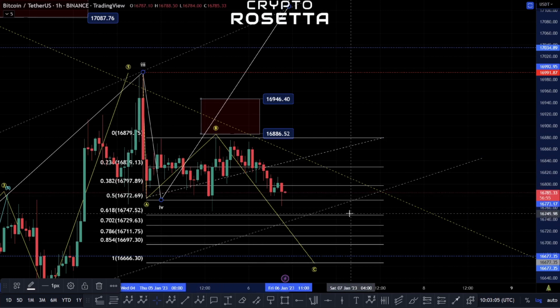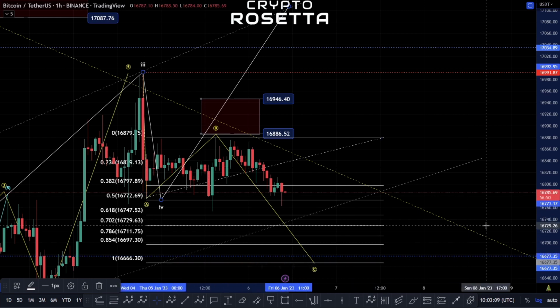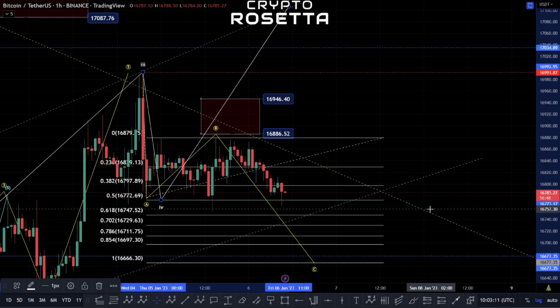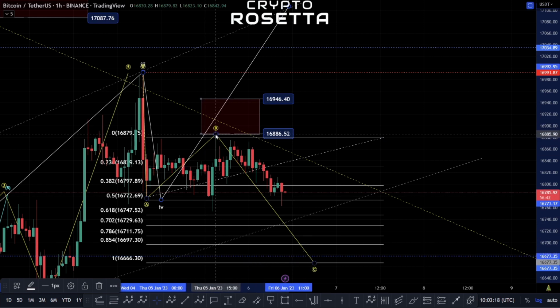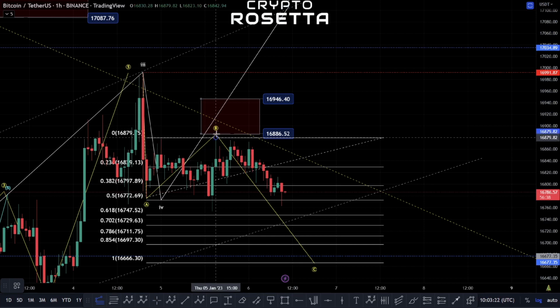And we're going to go over some of those other options in a second. But basically, I wouldn't want to see us cross this 16,667 as a regular impulse here. And what we would want to see is that we would have this C wave potentially from this high point here.